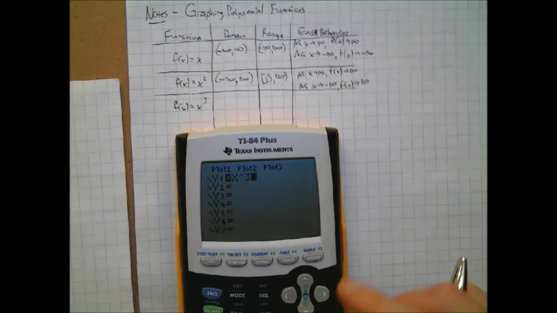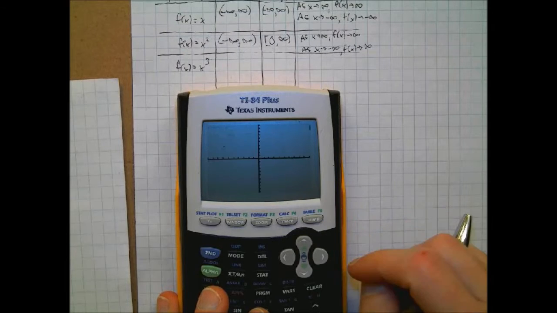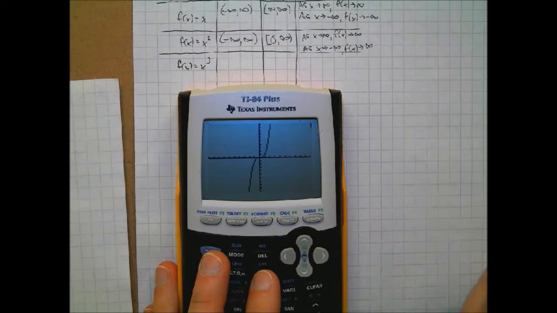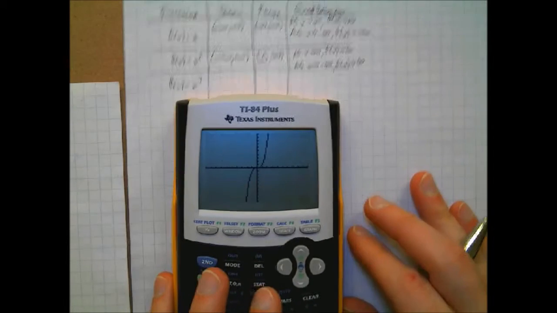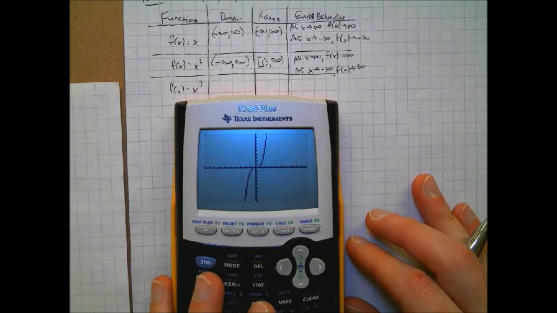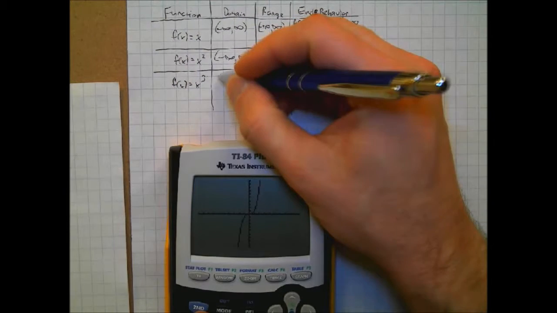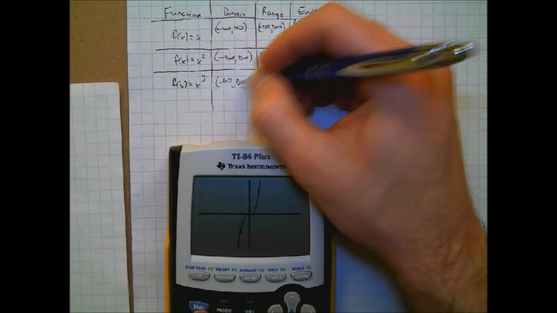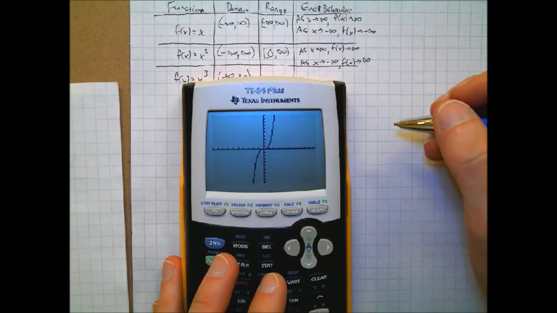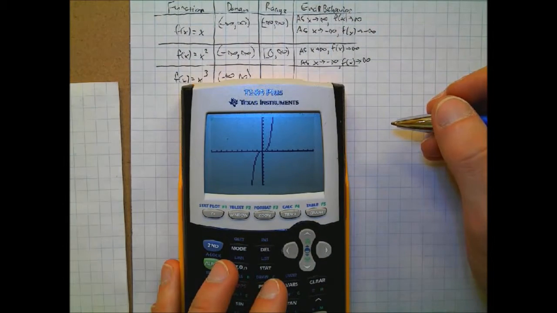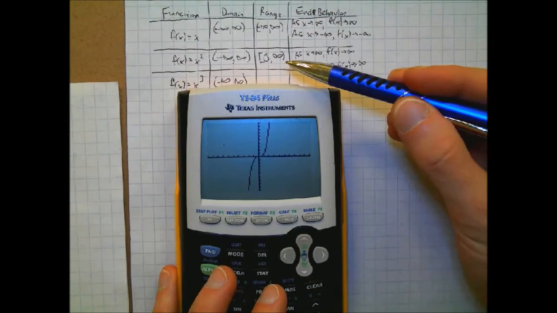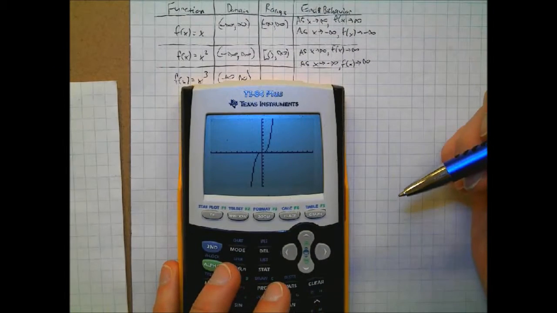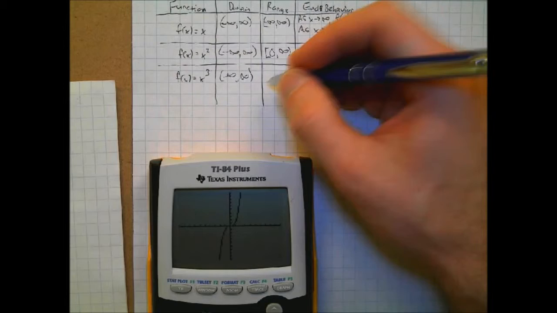Okay, so I'll change it to x to the third, graph it. Okay. What's our domain here? Negative infinity to positive infinity. Okay. What's our range here? Is it 0 to infinity? No. Very good. Negative infinity to infinity. All real numbers.